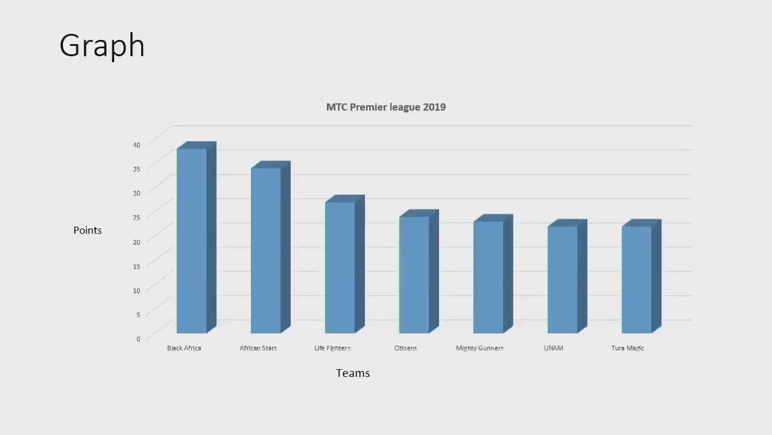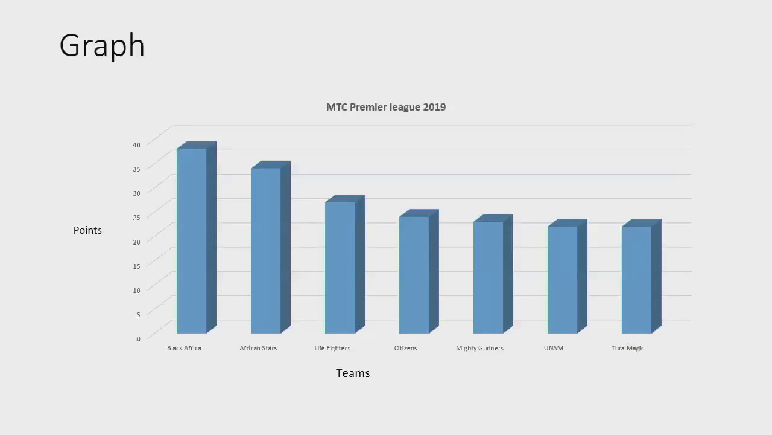Now let's look at the graph. When you have to draw a graph, that is how your graph will look. In other words, you will have the one with the highest score, which is Black Africa, followed by African Star, and the graph goes downwards.